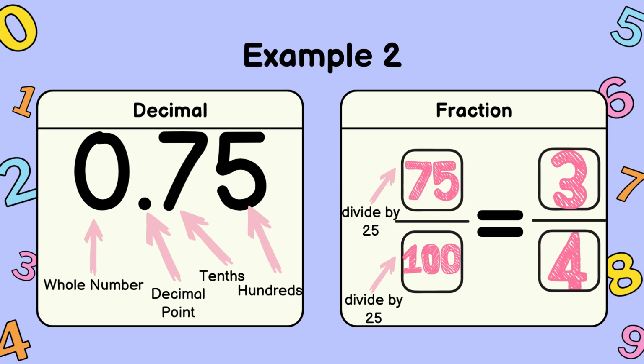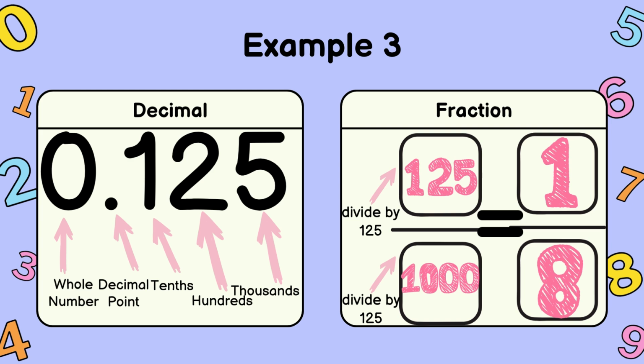Now let's look at 0.75. Again, the 0 before the decimal means there are no whole numbers, only a fraction of a whole. Count the decimal places. There are 2 digits after the decimal point, so this number is written in hundredths. That means 0.75 is 75 hundredths, or 75 over 100. Now we simplify. Both 75 and 100 can be divided by 25. When we do that, we get 3 over 4.